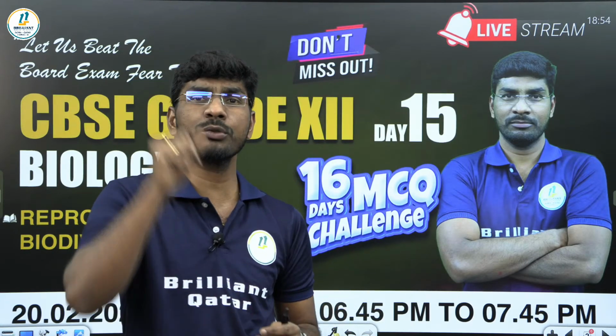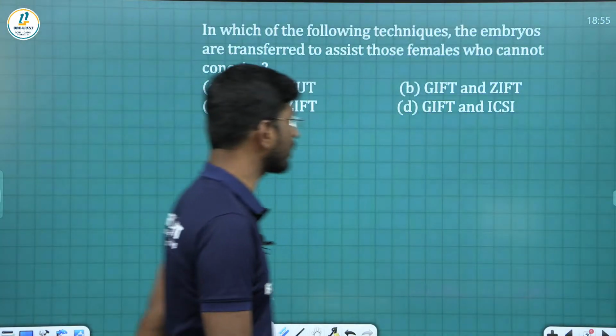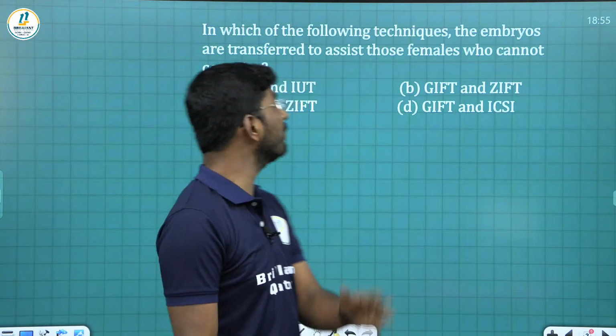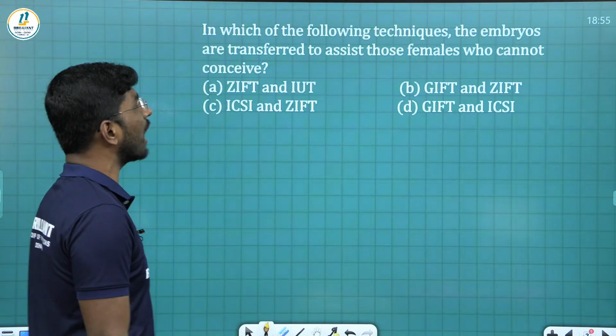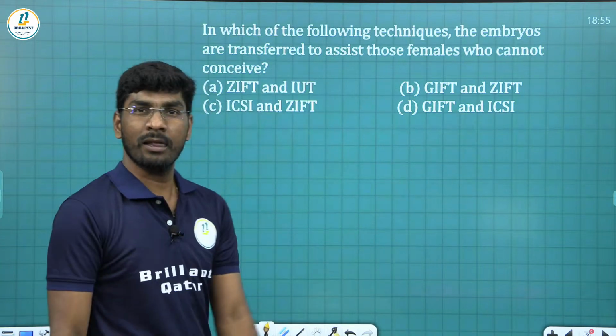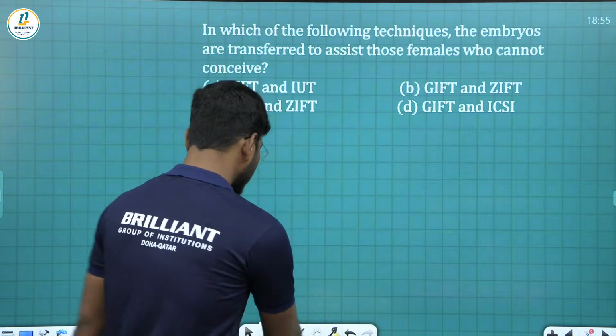Okay, shall we start the first question? Reproductive health chapter, first question. Look at the first question from the reproductive health chapter. What is given? In which of the following techniques are embryos transferred to assist those females who cannot conceive? A simple question. All of you try. The question is given here.